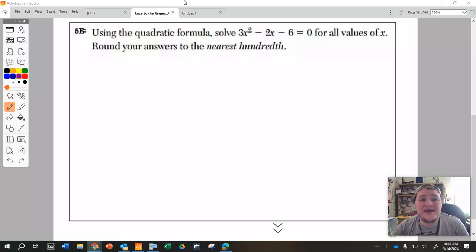Question 5E. I love question 5E. If you get this on the Regents, this should be a gift to you. This should be Point City right now. It tells you what to do, gives you an equation, and you got the formula.